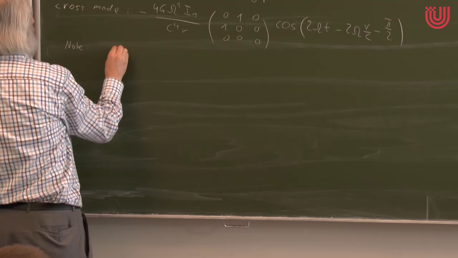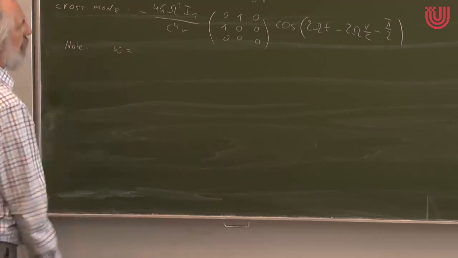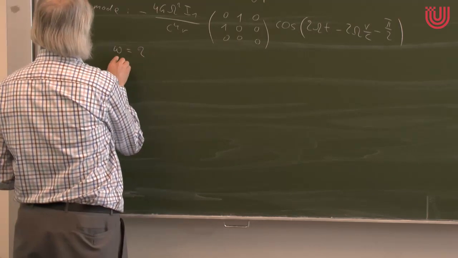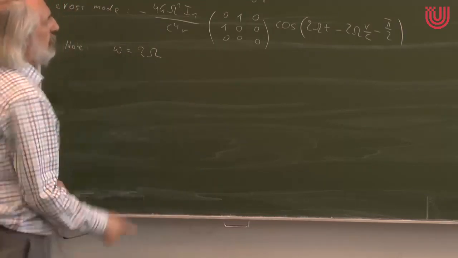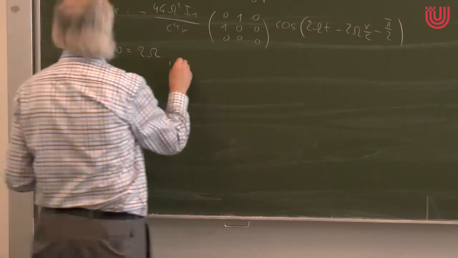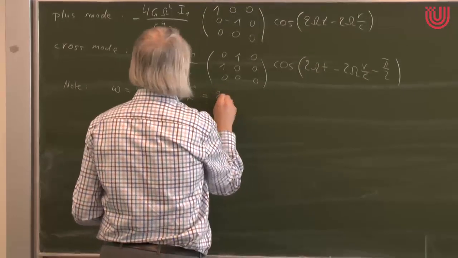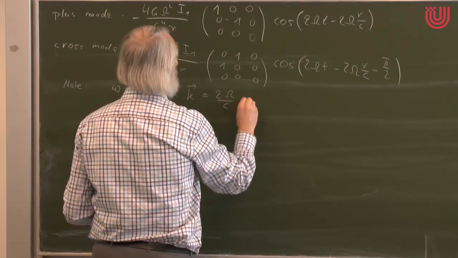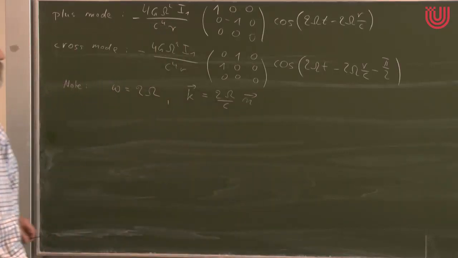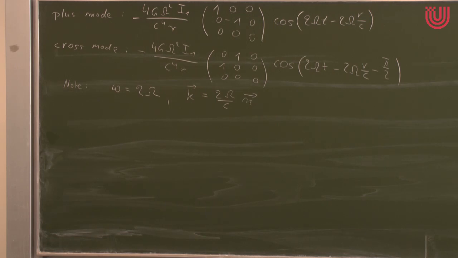If you compare this with the formulas we had for the plane harmonic waves, the little omega, which we had in the earlier lectures, corresponds to 2 times the big omega. And the wave vector k is 2 omega over c, and it points in the direction where the observer is sitting, in the vertical upwards direction.